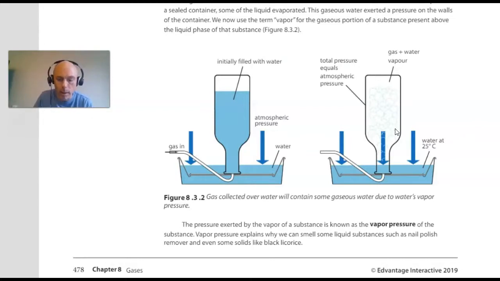So be aware that whenever there's a problem that involves a gas being collected over water, you've got to always subtract out the vapor pressure due to water from the total pressure to get the pressure of the gas. And we'll do a sample problem involving that in just a little bit.